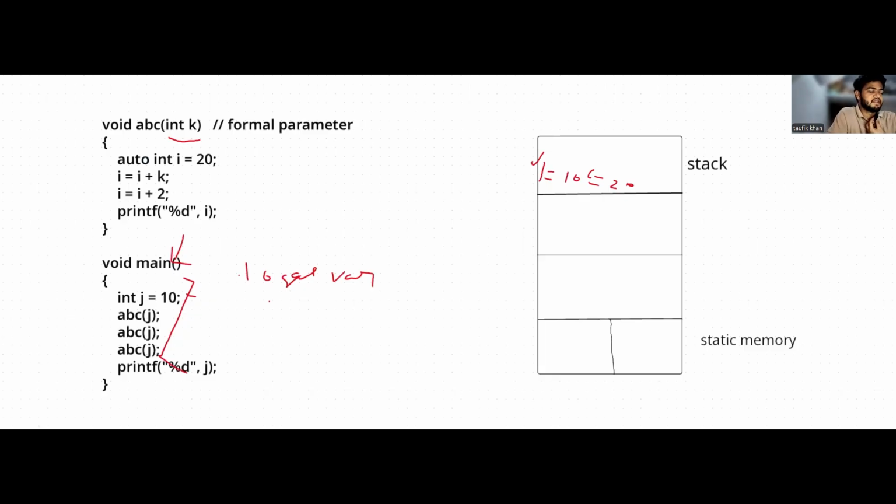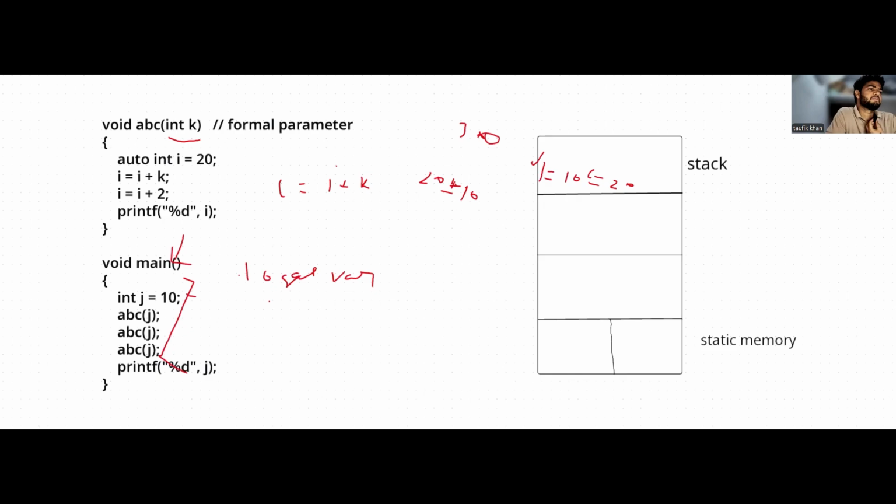So let's see. Here I is equal to 20 is also initialized. What will happen further? Here I is equal to I plus k. Okay, so what is I? I is 20 and k is nothing but 10. So 20 plus 10 is equal to what? 30. It is 30. Again I is equal to I plus 2, means 30 plus 2 is equal to 32.